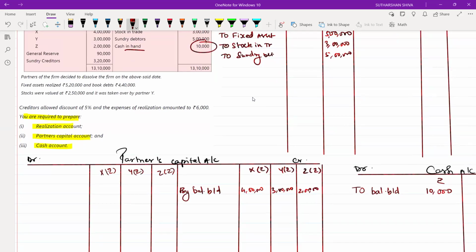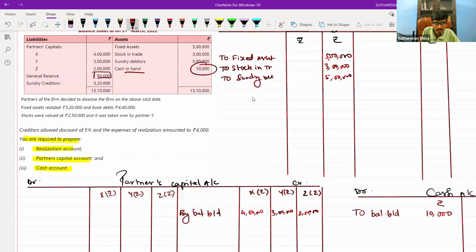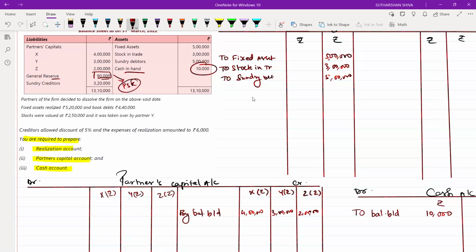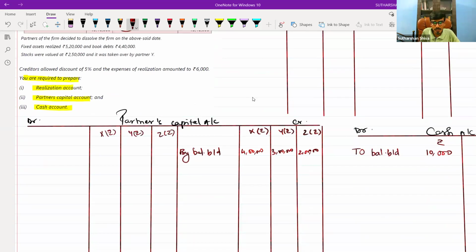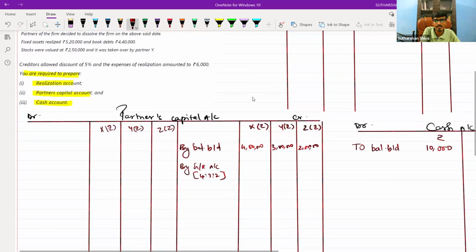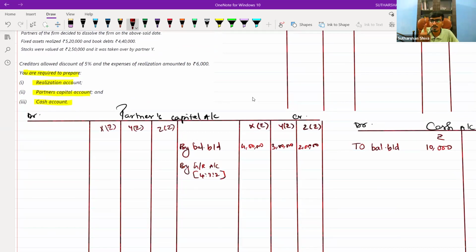Now, general reserve is there. Any reserve should be distributed to partners in which ratio? The profit sharing ratio. 90,000 in the ratio 4:3:2. 4 plus 3 is 7, 7 plus 2 is 9. So 90,000 divided by 9. You will write down by general reserve account, in brackets 4:3:2. Take a calculator, press 90,000 divided by 9. What value are you getting? 10,000.